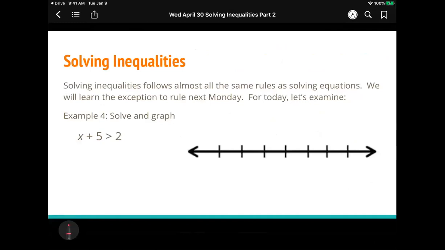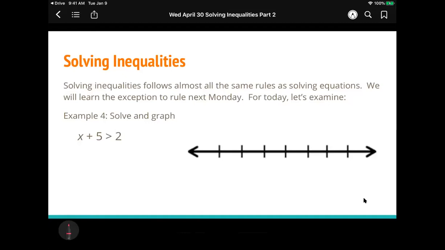All right, so on this problem, we're going to use the same rules as we did when we solved equations. There is one exception to that rule, and that's what we're going to explore on Monday. All right, so the problems you're going to do tonight don't have that exception to the rule, but there is something special going on with these inequalities that we'll explore on Monday.